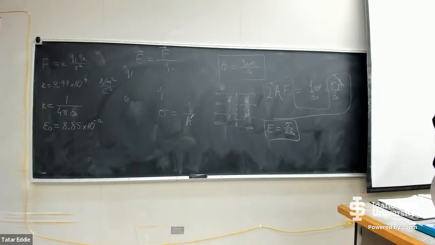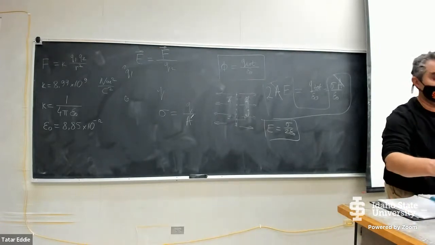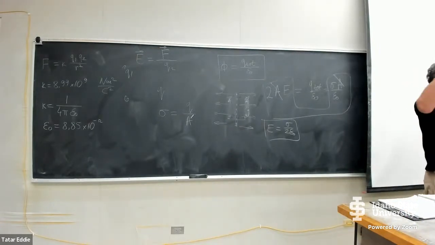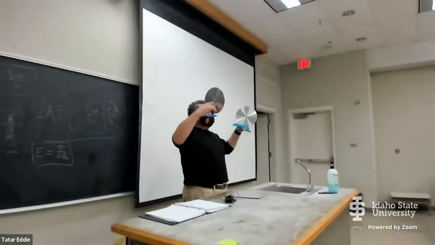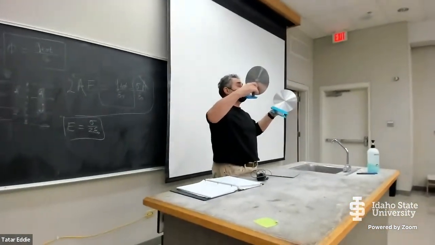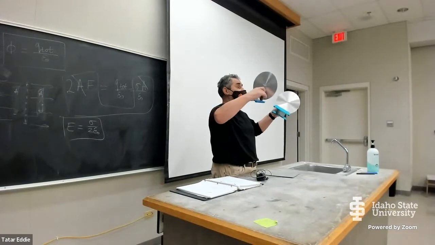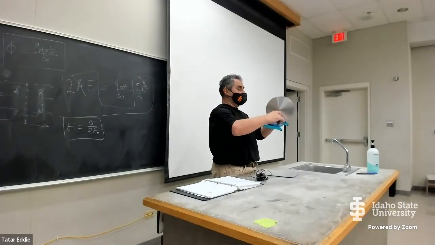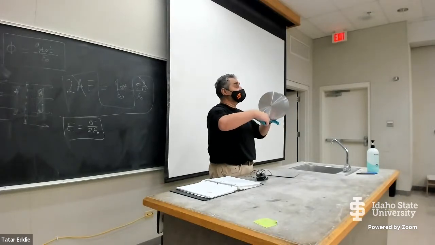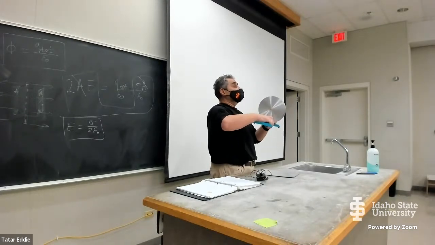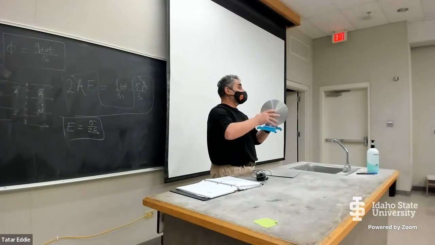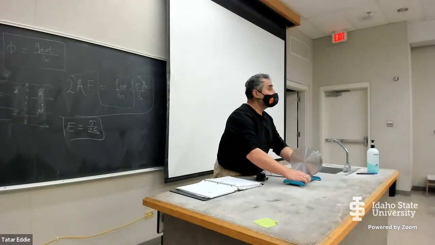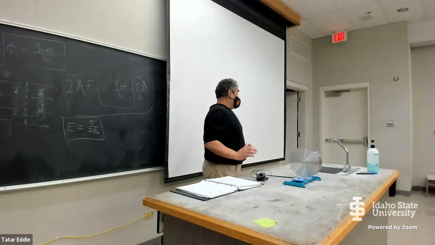So next time, I'm going to write what would be the electric field between two oppositely charged flat pieces of metal, like here. And this is going to be our first encounter of a device that is called a capacitor. So we're going to continue on Wednesday.